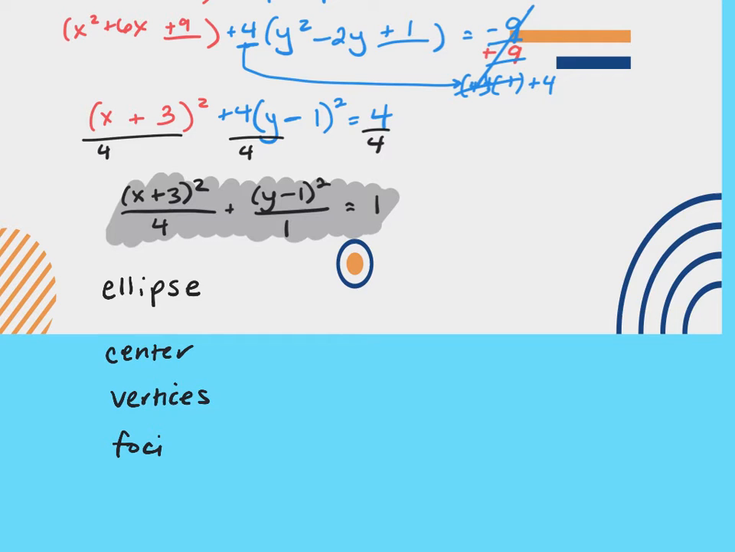What kind of ellipse? Horizontal, because the a squared is under the x, right? Remember, a is the bigger one with ellipses. So a squared is 4, which makes a 2. B squared is 1, which makes b 1. It's horizontal. Where's my center? Good. Negative 3, positive 1. So I can start to graph it.